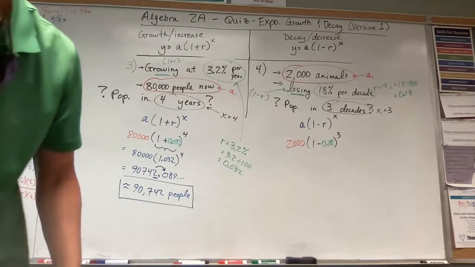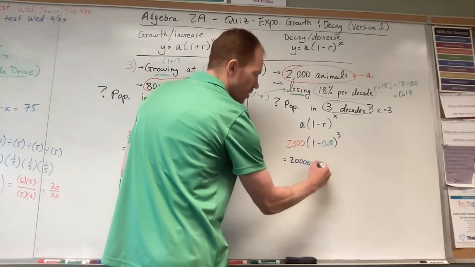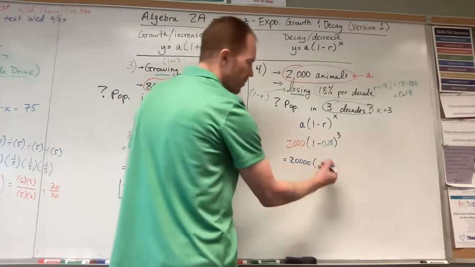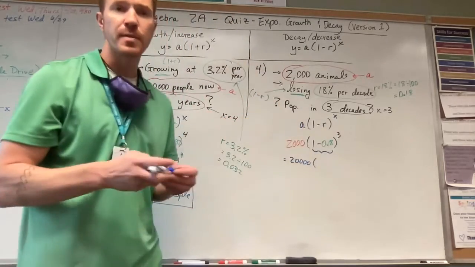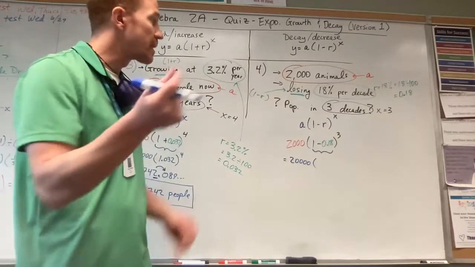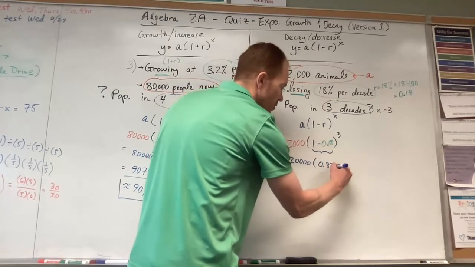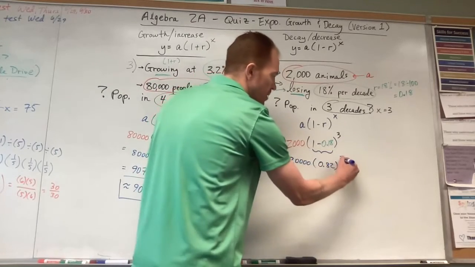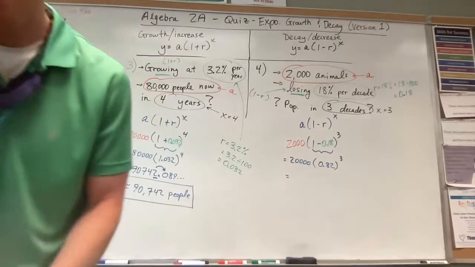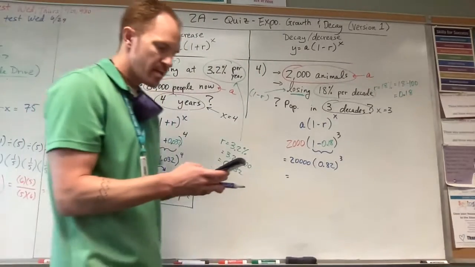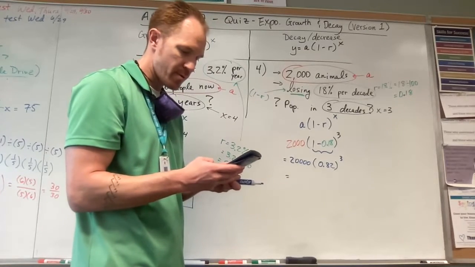I am going to break this down a little bit. The 2,000, I'll put into the calculator. I'm going to do this part before I go to the calculator. That is going to be, let's see, if we're losing 18%, that means we're going to keep 82%, which is 0.82. That's what that's going to give us. So now I'm going to go to the calculator with this. 20,000 times 0.82 to the third power.